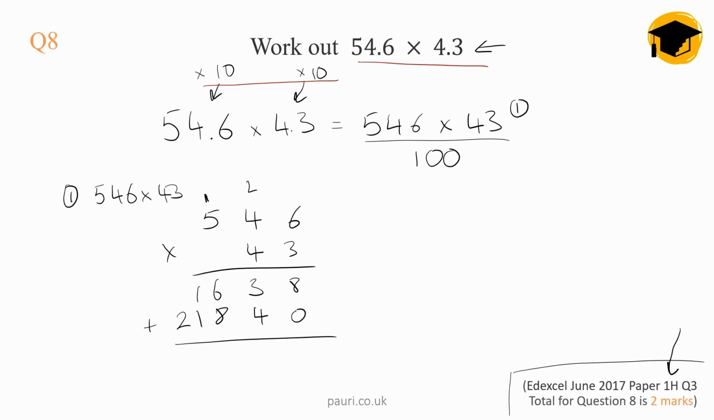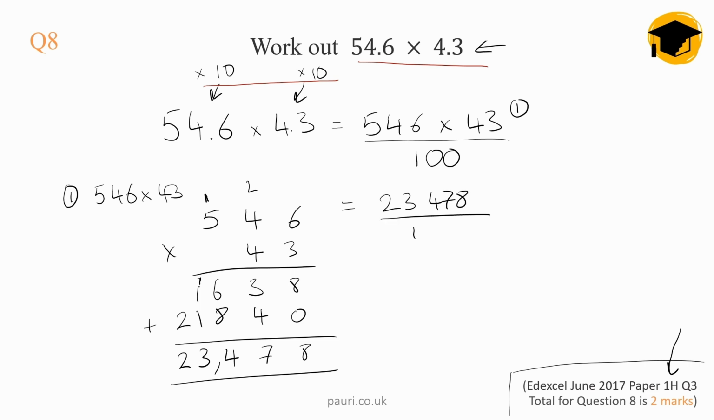Add them up. 8 plus 0 is 8. 3 plus 4 is 7. 6 plus 8 is 14. Got 1 up there. 1 plus 1 is 2 plus 1 is 3. And we've got a 2. And remember, after each digit you can add a comma. So the final answer here for this first part is 23,478.